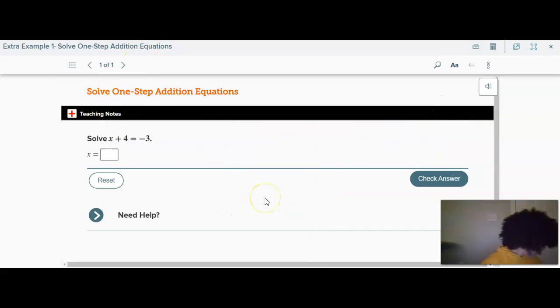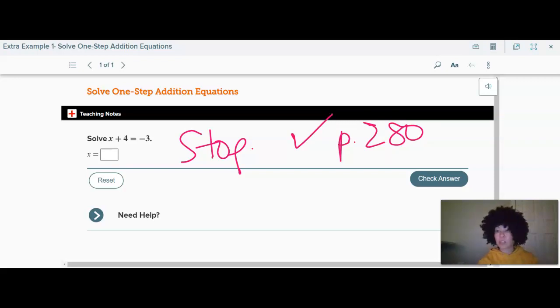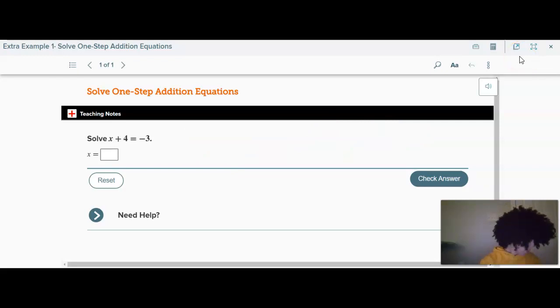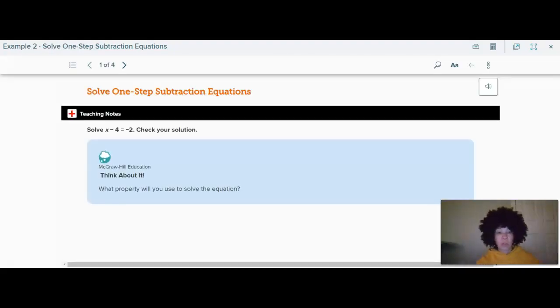Okay? So take a quick second and do the problem at the bottom of page 280. Don't continue until you have stopped and done the check problem on page 280. So I'll give you a second to do that. And then we're going to look at one-step subtraction equations. So look at page 281 next, and we're going to go through a few more.